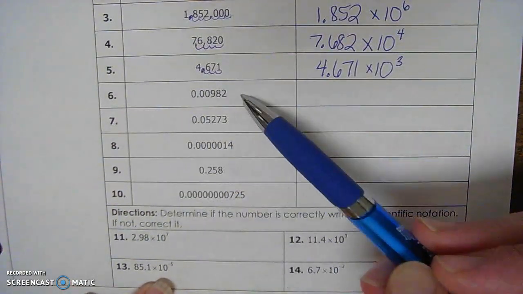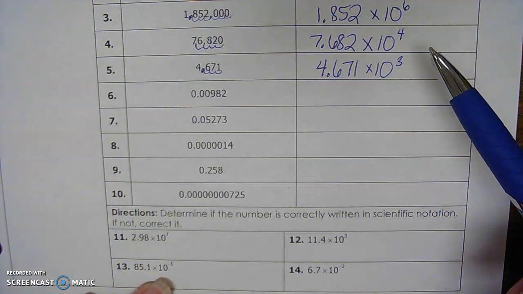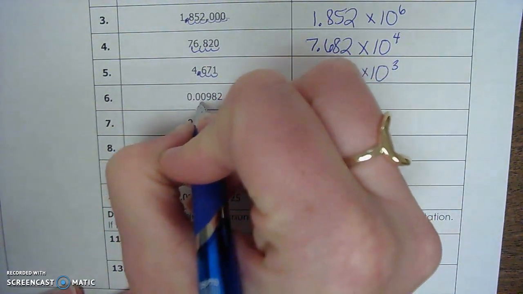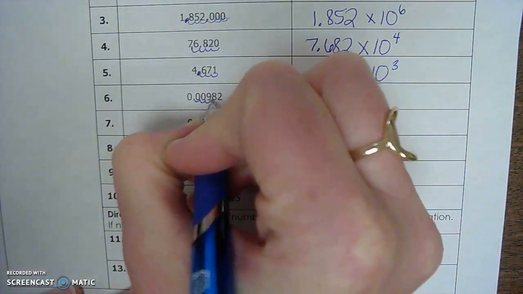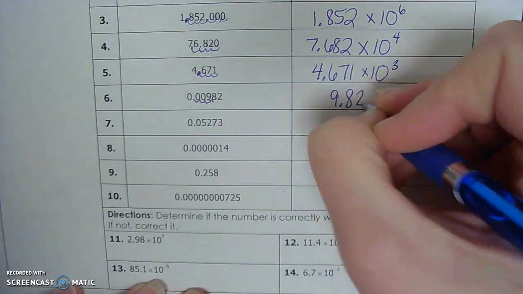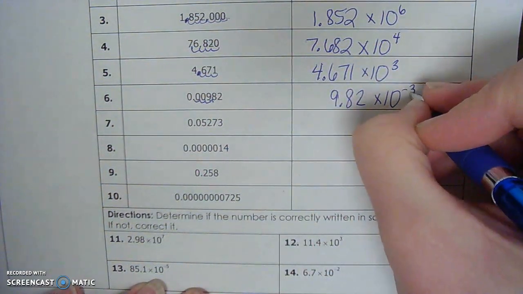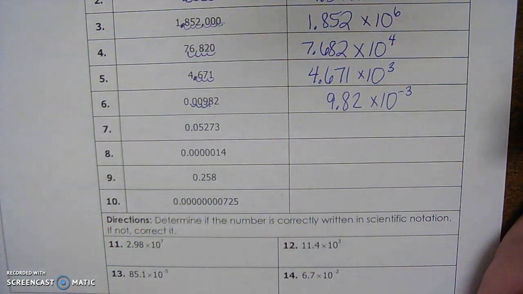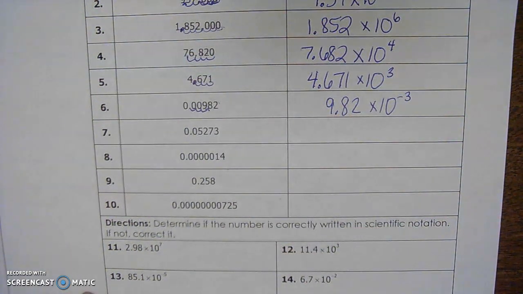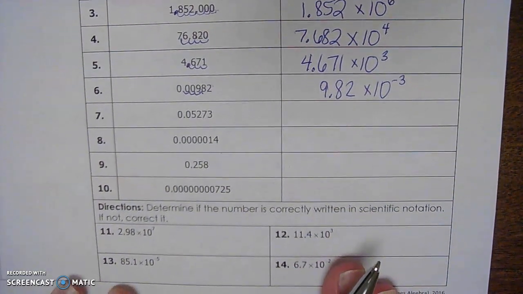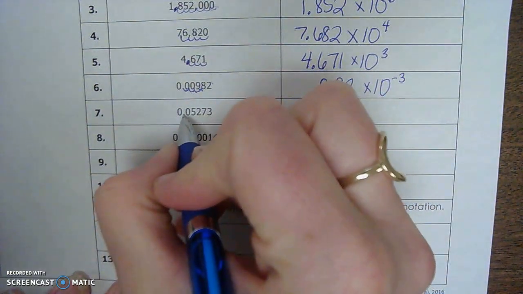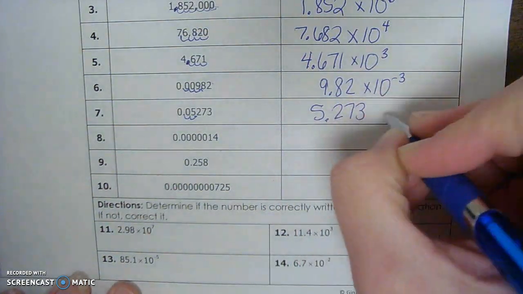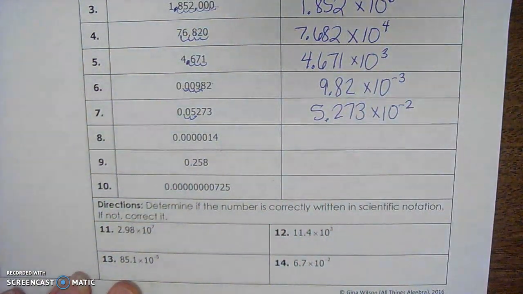Now, when all of our numbers are less than 1, so these decimals, our exponents need to be negative. So we need to move the decimal 1, 2, 3 times. So 9.82 times 10 to the negative third. We move the decimal right, so it's a negative exponent. Or also our standard form is less than 1, so it needs to be a negative exponent. Here we actually only move it 1, 2. 5.273 times 10 to the negative 2.